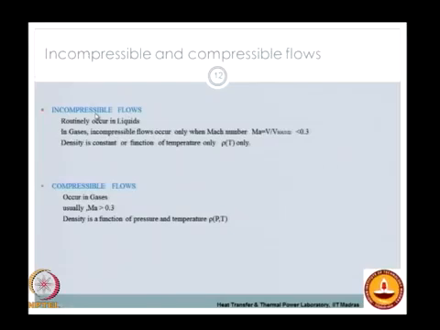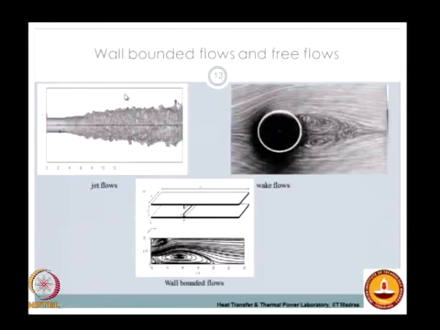So in our course we will be primarily looking at application of convective heat transfer to the incompressible flow regime. There are many other classifications, so I am highlighting here all the important classifications of heat transport based on the flow classification. Once again, you can look at convective heat transport depending on whether you are talking about a wall bounded flow or a free flow.